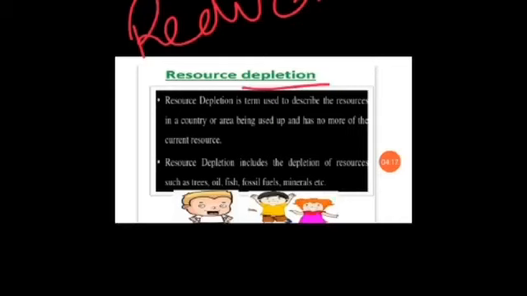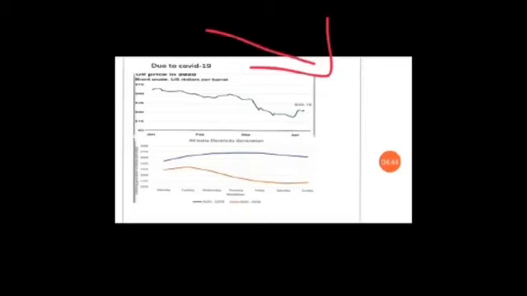But now, due to COVID-19, production is less, and because production is less, consumption is less. If you see this graph, it is declining because the consumption is less as well as the production is also less.